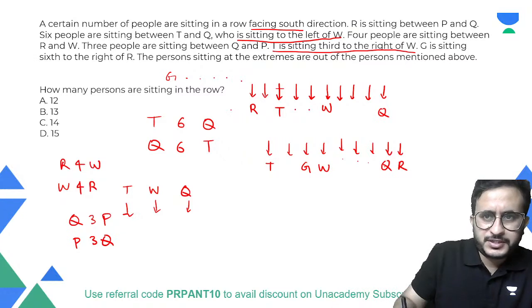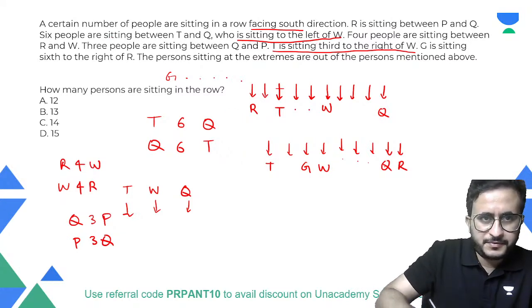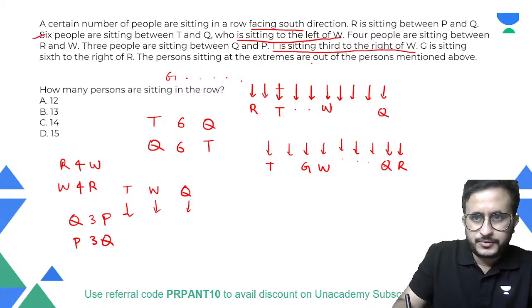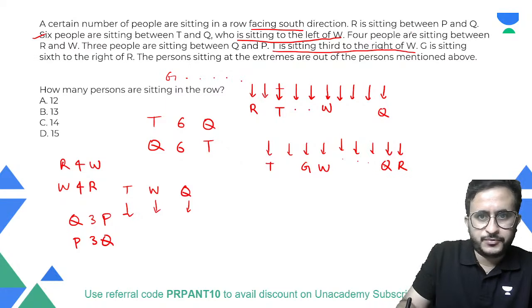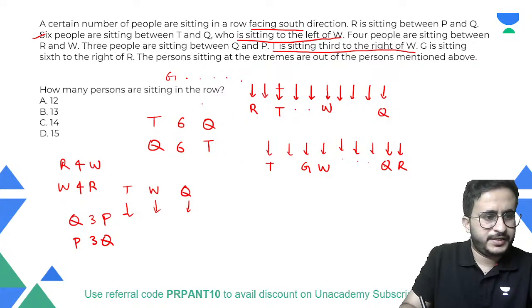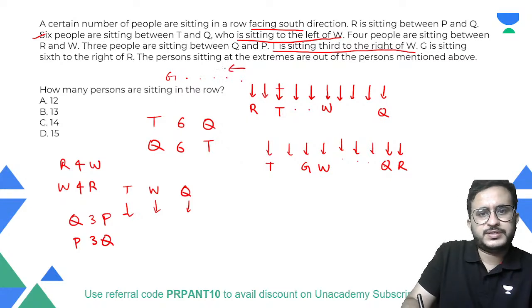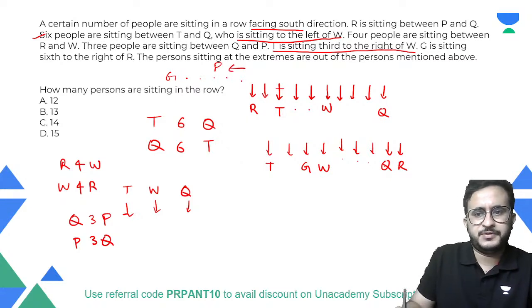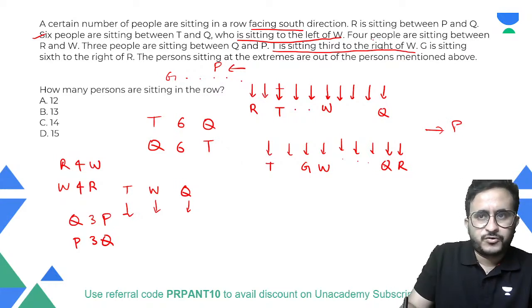One piece of information that we have not yet filled is that R is sitting between P and Q. Six people between T and Q is done. So R is sitting between P and Q. If this is R, then P should be this side. In this scenario, P should be somewhere to this side, since R is between P and Q. Four people between R and W, that is done.